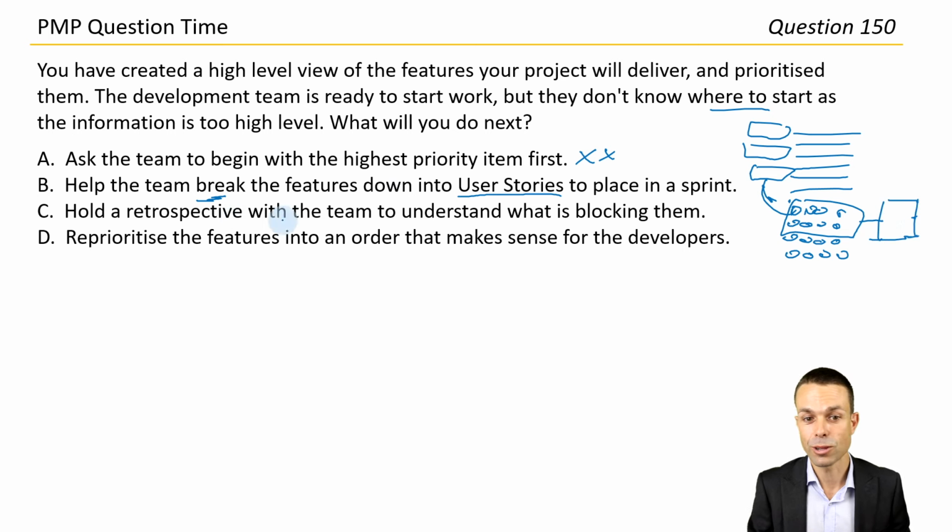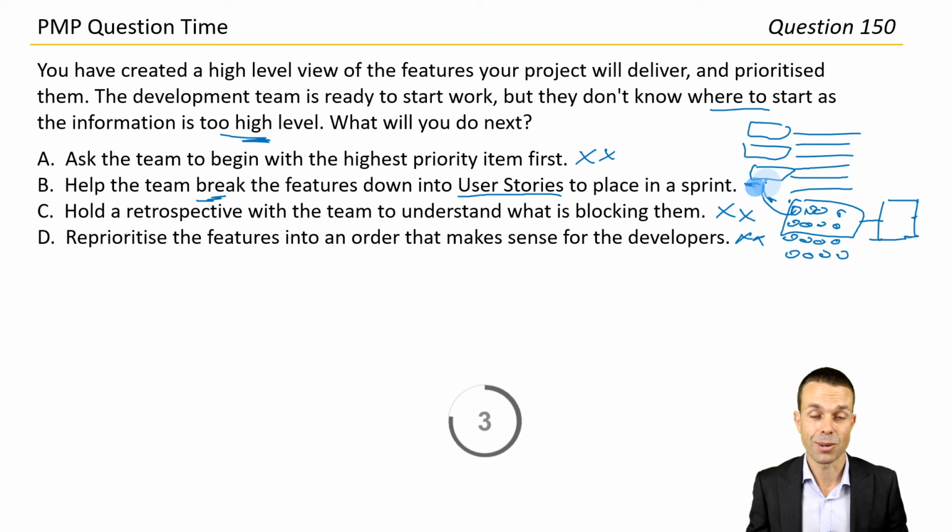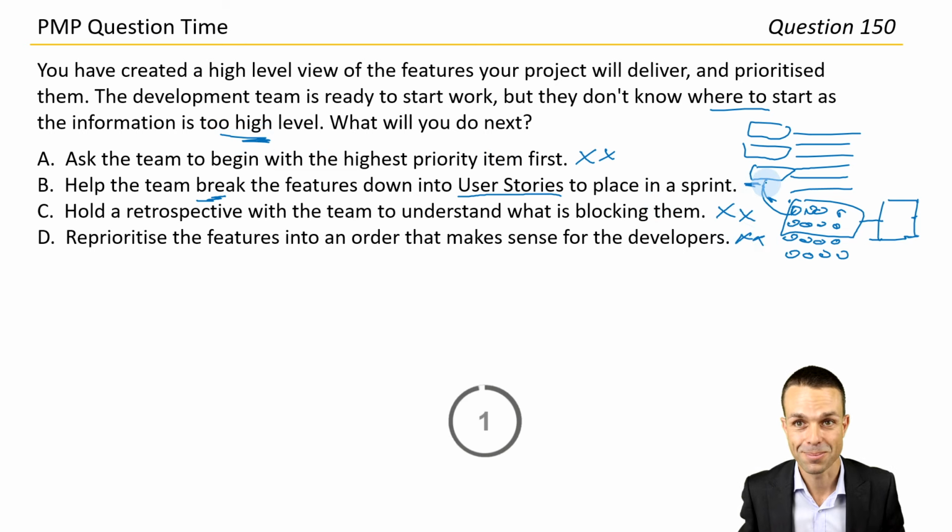Hold a retrospective with the team to understand what's blocking them. That will happen after the sprint, after we've started. Reprioritize the features into an order that makes sense for the developers. It's too high level, so that's not going to solve our problem. We definitely need to break it down. Let's go with answer B.